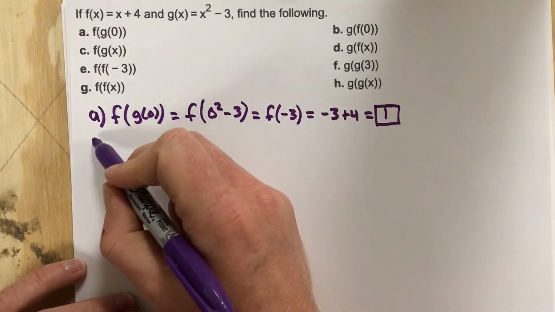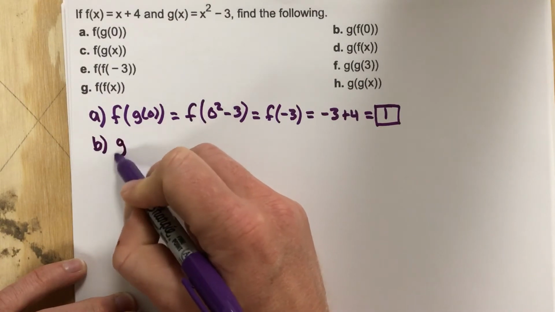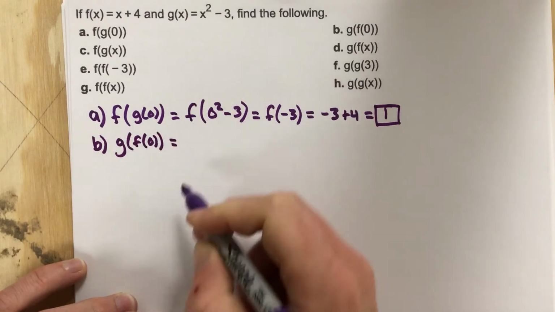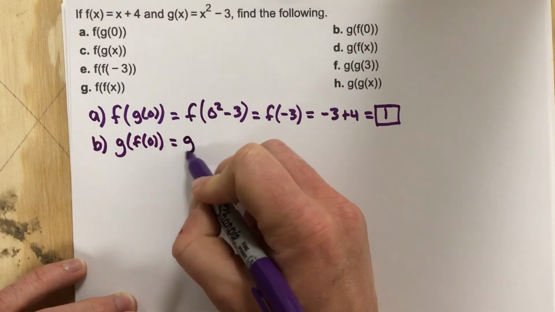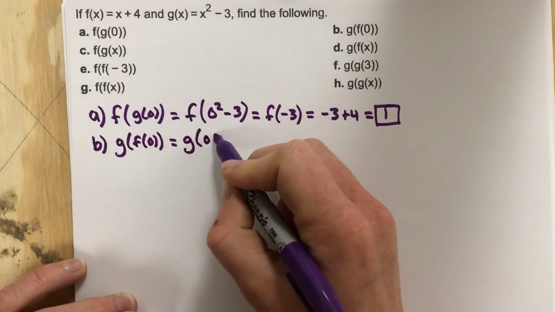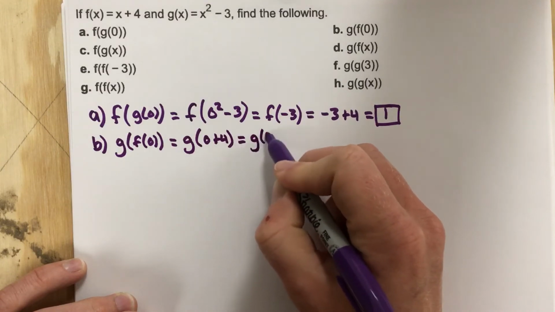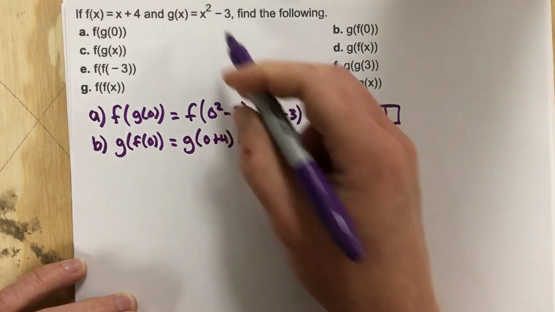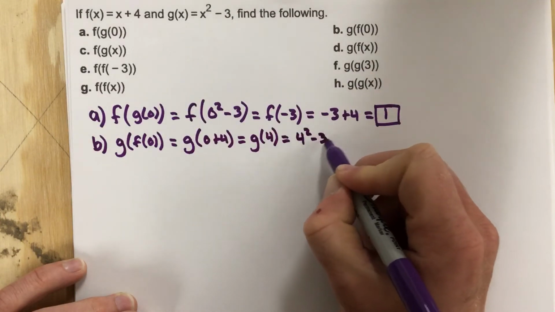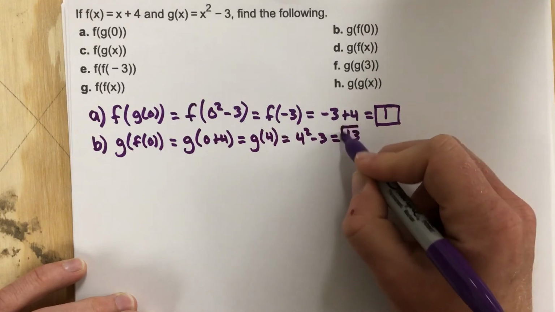And now I'm going to go ahead and start with part B. Part B, I have g of f of 0. So I end up with g, I input 0 for f, so I have 0 plus 4, which is equal to g of 4. Now I take 4, plug it into the g function, so I end up with 4 squared minus 3, which, 4 squared 16 minus 3 is 13 for part B.